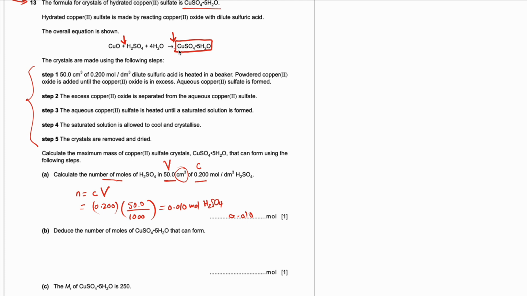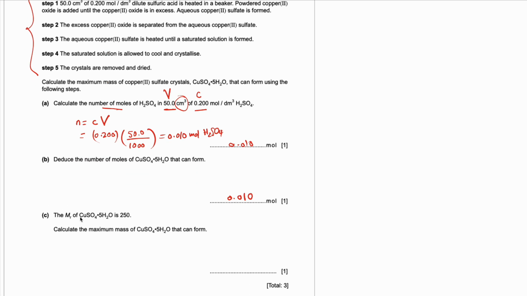And you deal with the hydrated copper sulfate as if it's a whole molecule. Okay, so the number of moles of hydrated copper sulfate, once again, is going to be 0.010. How did I know that? From the ratio between the substances in the balanced chemical equation. Next, the Mr of hydrated copper sulfate is 250. So he saved our time by giving us directly the relative formula mass of hydrated copper sulfate.